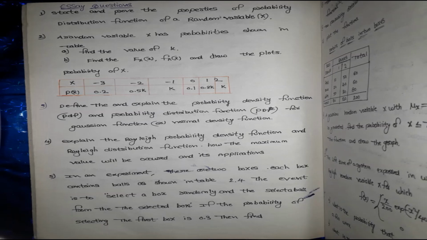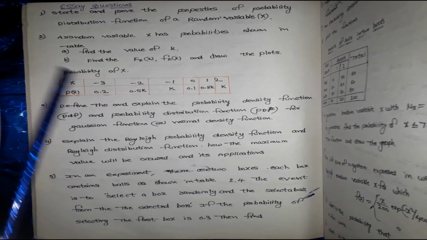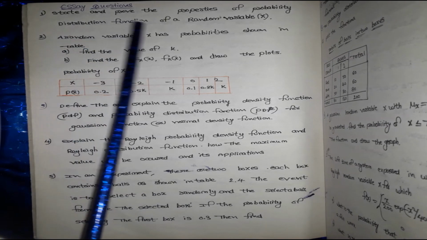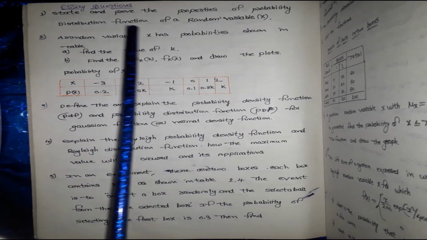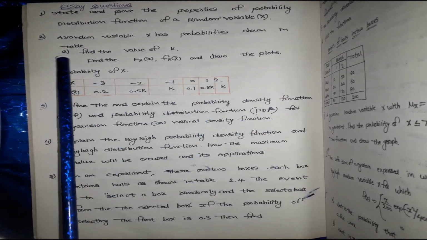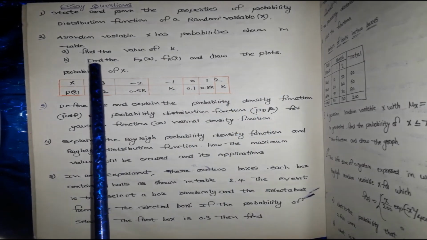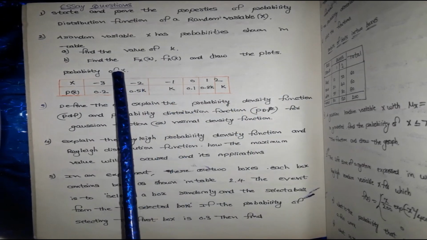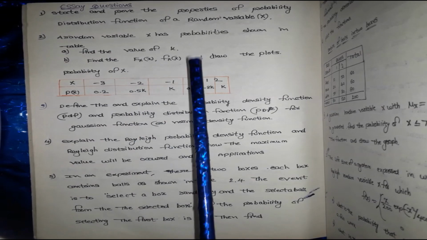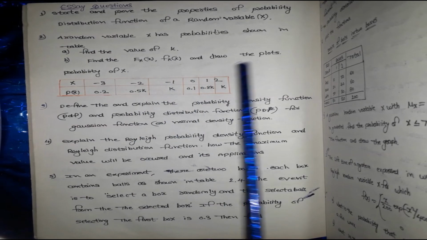Now I have to discuss the questions. State and prove the properties of the probability distribution function of a random variable X. Second question: the random variable X has probabilities as shown in the table. Find the value of k. Find F_X(x), and draw the plots.